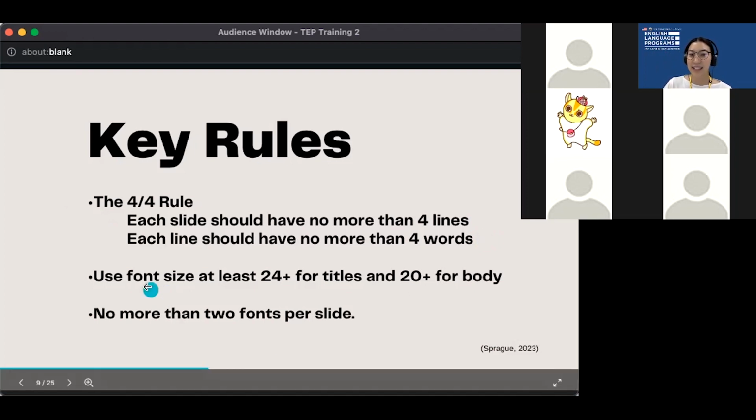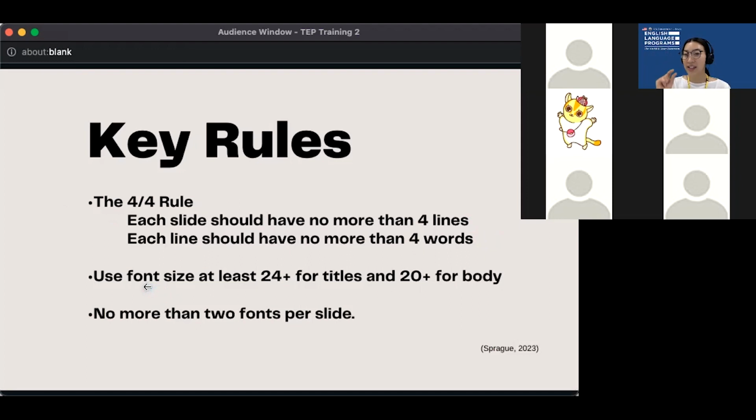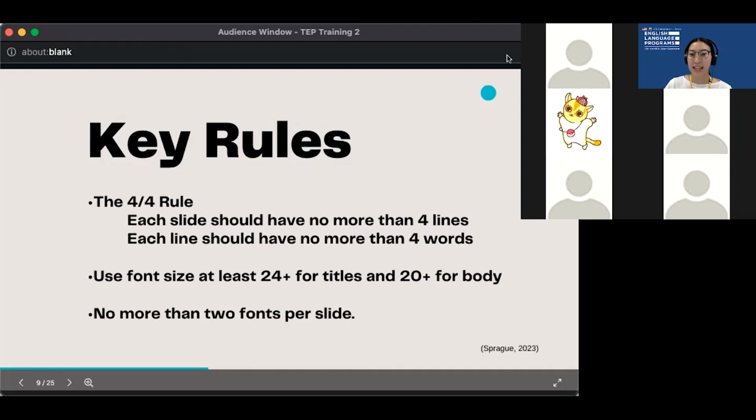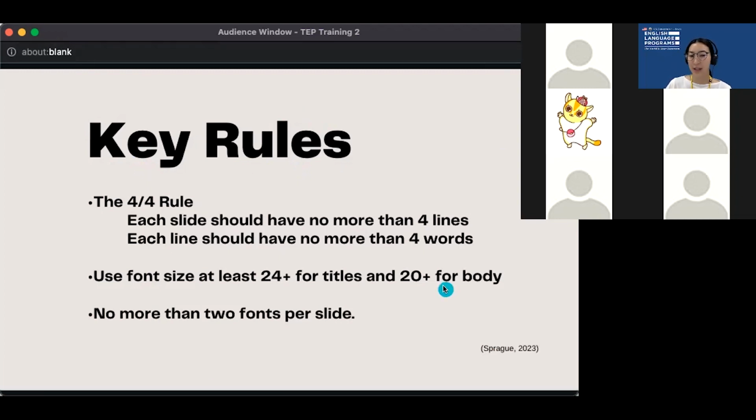I also like to tell students not to have too small of a font size. The title of each slide should be at least font size 24, and the body should be at least font size 20. This will make it so that it is easy for all of the audience to see what is on the slide.